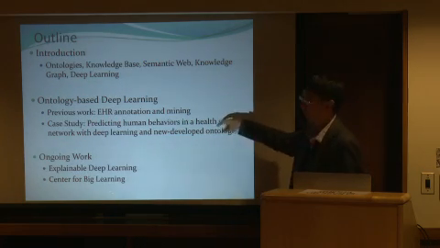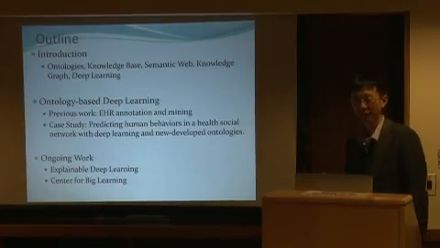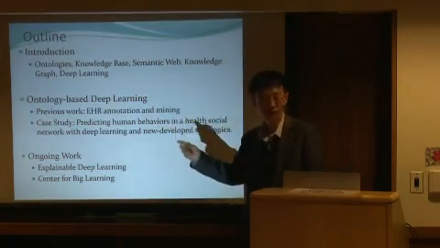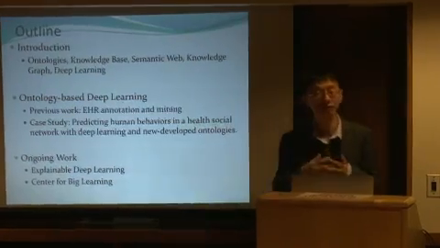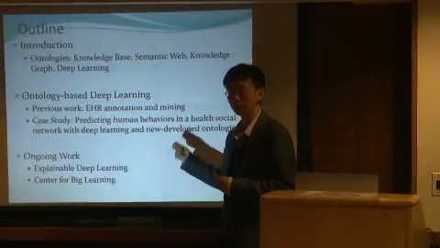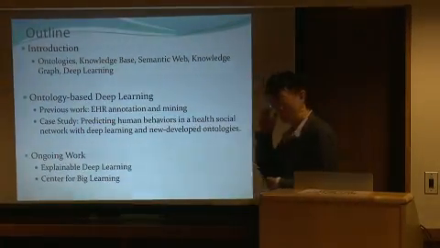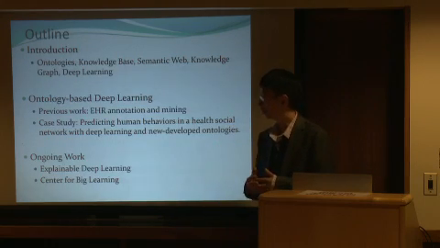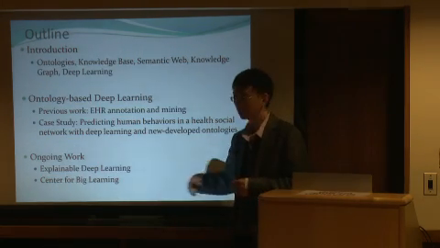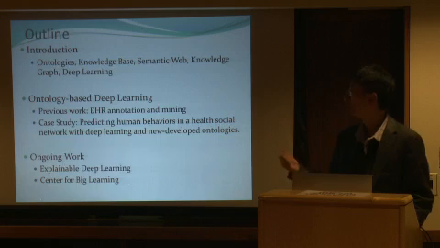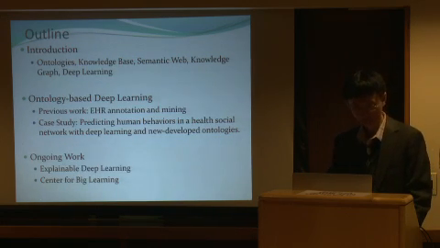Currently we are focused on an NIH project trying to predict human behaviors in a health social network. The general idea is not only to do better predictions or annotations, but to see whether we can use ontology to help better explain the deep learning results and the models. That's something people criticize deep learning for, as a kind of black box. So we try to make it more explainable. Recently we are going to establish an NSF center called Big Learning. I will talk about it at the end of the talk. That's roughly the outline.